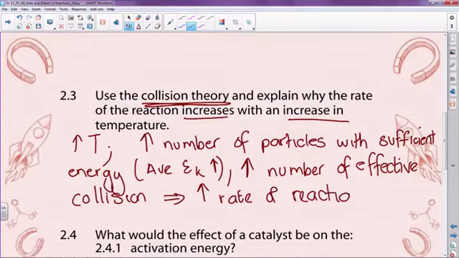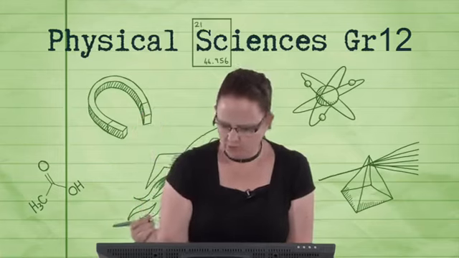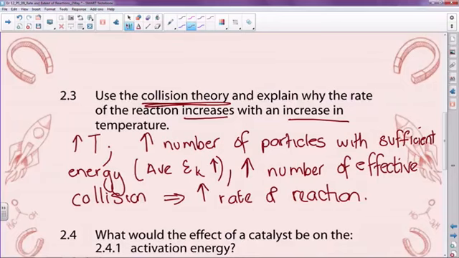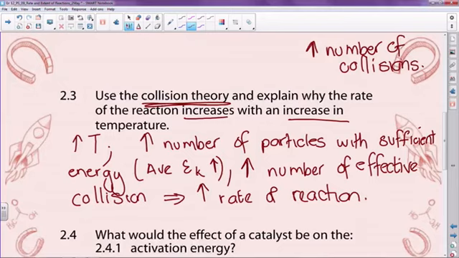We could also put in here the fact that because they are moving faster, we are also increasing the number of collisions. So not only are we increasing the amount of energy each particle has, so more will have sufficient energy, but we're also increasing the number of collisions. They're going to collide more often. Okay, all happy with that?